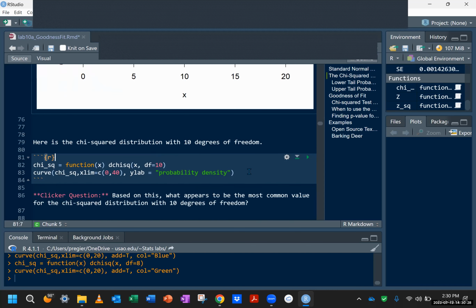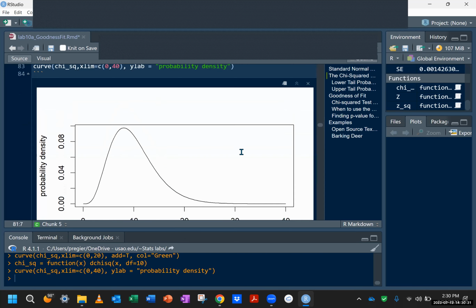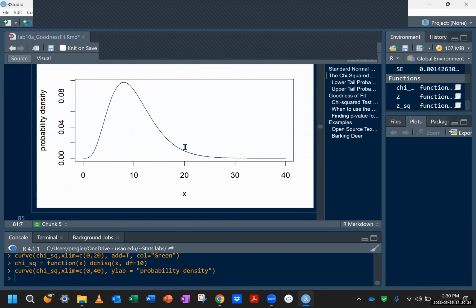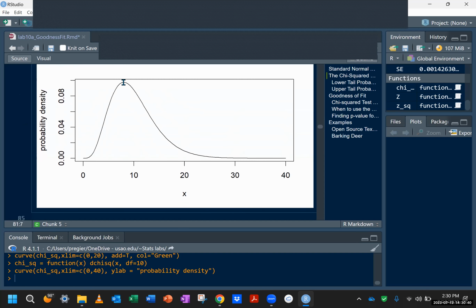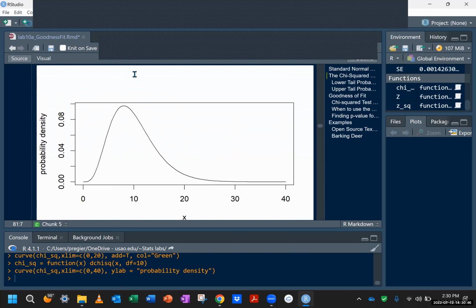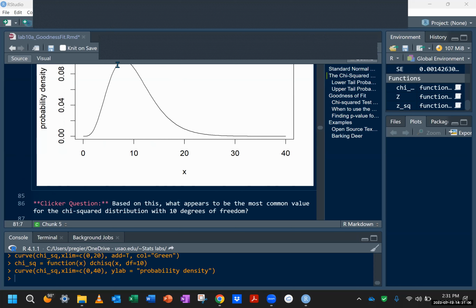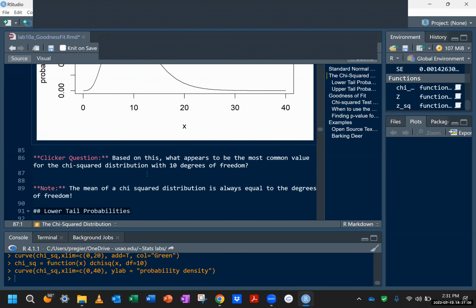So here's the chi-squared with 10 degrees of freedom. Here's what it looks like. Now we plotted the whole thing so it fills the graph. Let's say, what seems to be the most common value of this distribution? Right now, we're just studying aspects of it. What appears to be the most common value? There we go. Most common value. It looks like something about 9. You see how 9 is like the peak? I'll say 9.